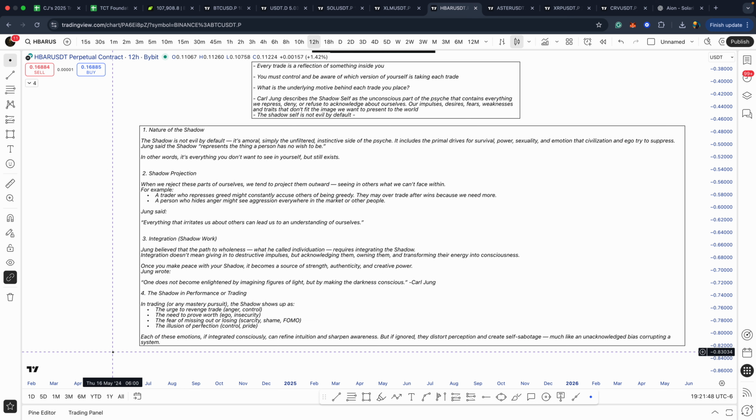And finally, number 4, the shadow in performance or trading. In trading or in any mastery pursuit, the shadow shows up as the urge to revenge trade, anger, and control. I'm sure we've all felt this revenge trade feeling. You lose a trade, you want to jump back in, you want to take the next model. This bleeds accounts, and it's not you, it is your shadow self.